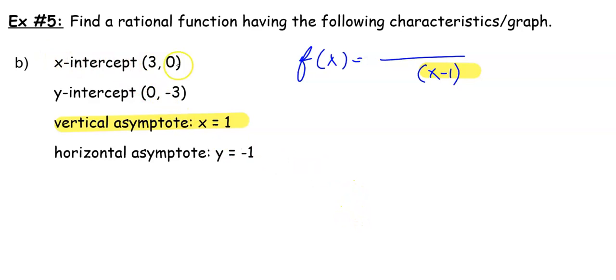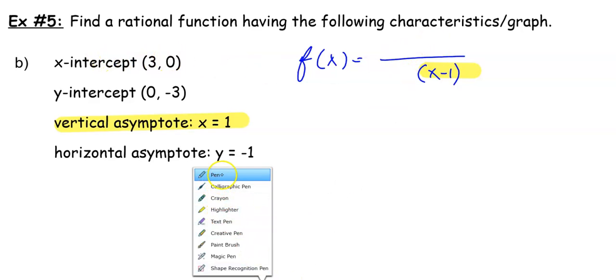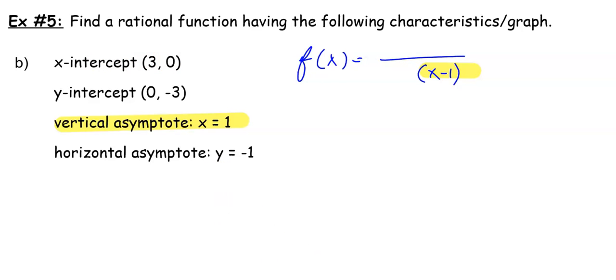We have an x-intercept at (3, 0). X-intercepts come from the numerator. So x-intercepts are part of the numerator. So we know x equals 3 when y is 0. If we solve this, we get x minus 3 equals 0. So we know the numerator needs to be x minus 3.